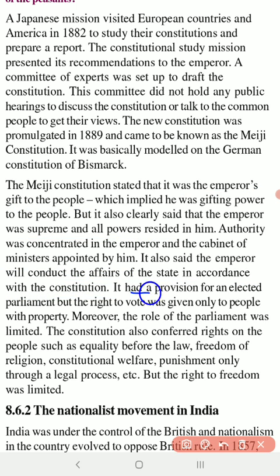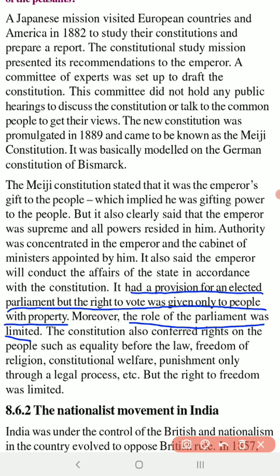It also has a provision for an elected parliament, but the right to vote was given only to people with property. Same thing that we found in France, we also see here. People with property are given the right to vote. Moreover, the role of the parliament was limited. So if there is an emperor, naturally the role of the parliament is limited.